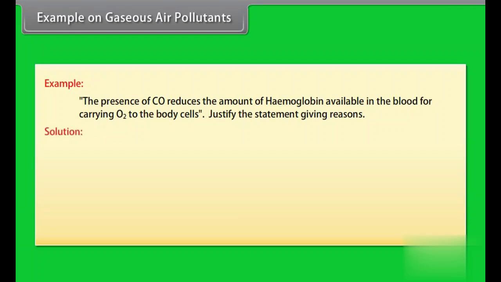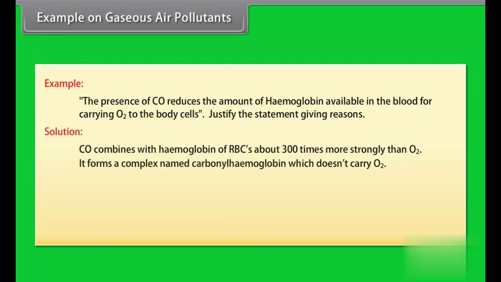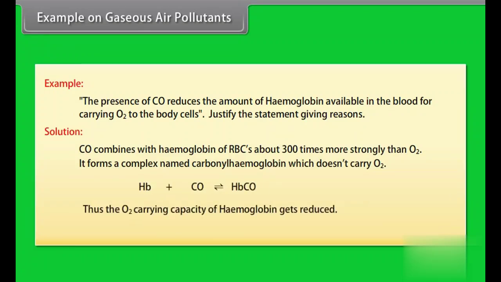Let's see the solution. CO combines with hemoglobin of red blood cells about 300 times more strongly than O2. It forms a complex named carboxyhemoglobin, which doesn't carry O2. Thus, the O2 carrying capacity of hemoglobin gets reduced.